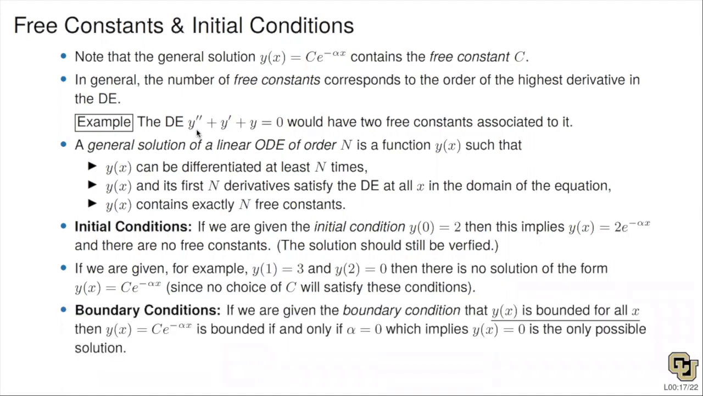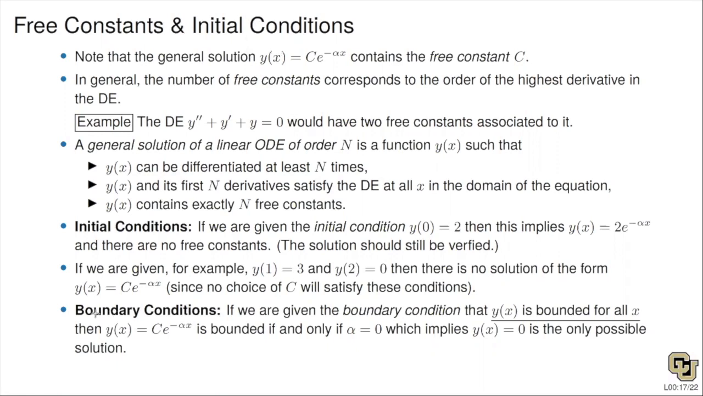The other type of information that we can be given is called boundary conditions. That's typically the behavior of the function on the boundary of our domain. For example, here, if we assume the solution should be bounded, then the exponential function, the only way it'll be a solution is if alpha is equal to 0.